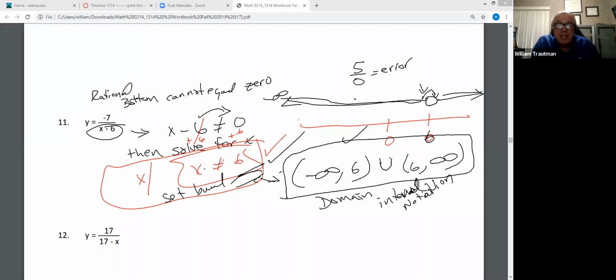X cannot equal 6. That means X equals everything else. This means X cannot equal 6. It equals everything else. It gets to 6, and then it jumps over 6 and starts up again. It does not equal because there's no brackets on the 6. It gets really close to 6 on one side, jumps over it, and then gets really close to it on the other side, but it doesn't touch it, and then moves on.